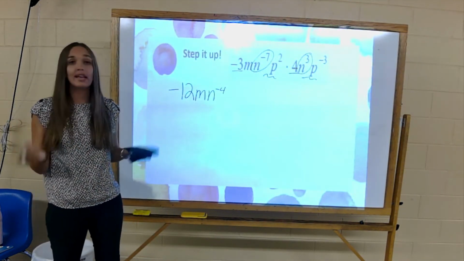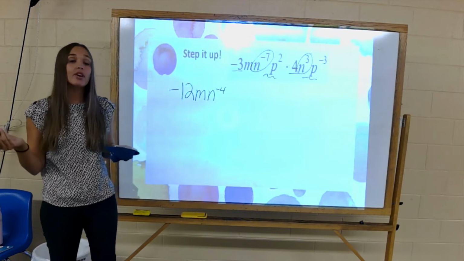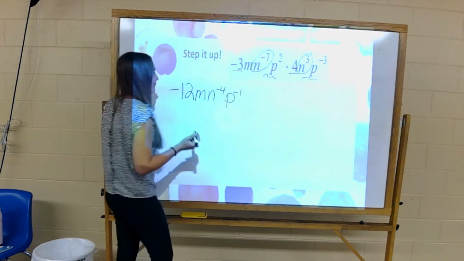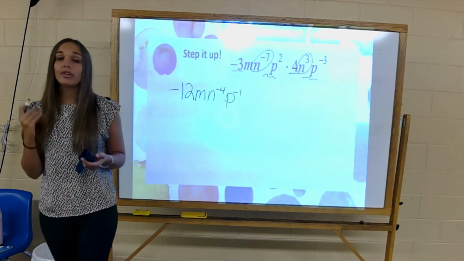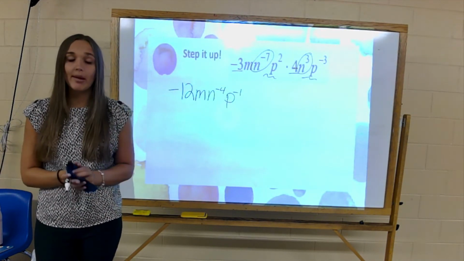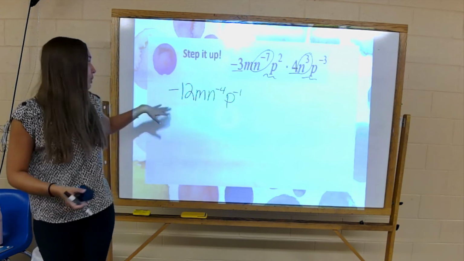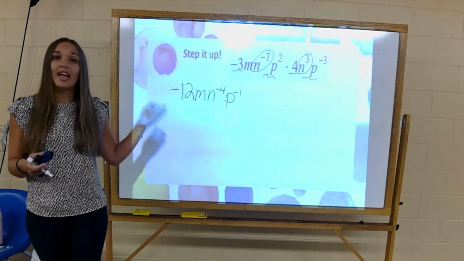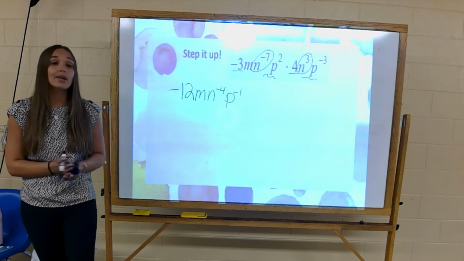So 2 and negative 3, I add them together, I get negative 1. So I'm going to have p to the negative first power. Now we're going to take all our negative exponents and put them in the denominator. We have to remember that negative 12, though, is not a negative exponent. That is a negative coefficient that has an exponent of 1. So it's going to stay where it is.